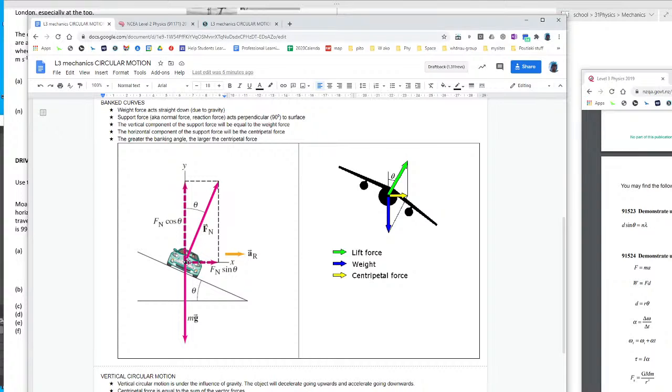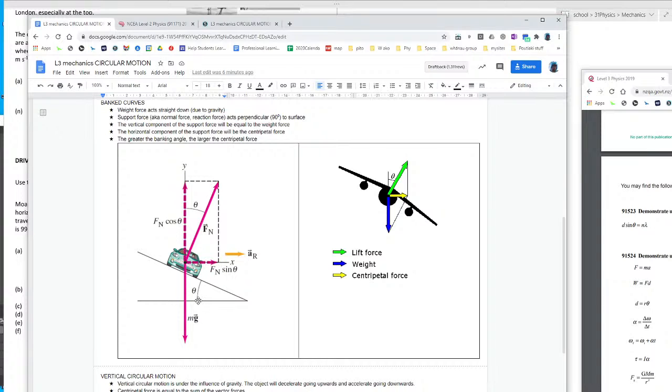The centripetal force is the horizontal component of the support force. So we've got the support force, the vertical component is going to be the same as the weight force, which is mass times gravity, and then the centripetal force, which is Fc equals mv squared over r, is going to be this little vector here, this little bit down there. So hopefully that all makes sense.